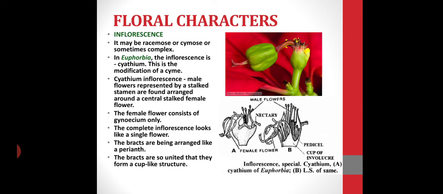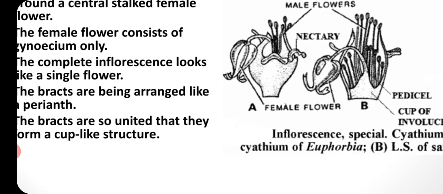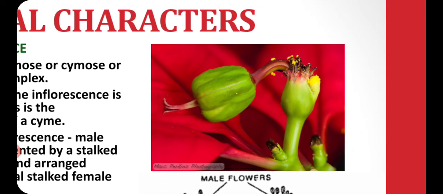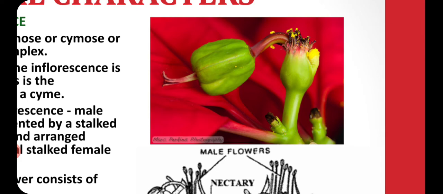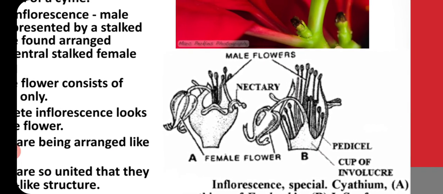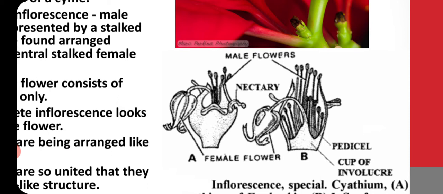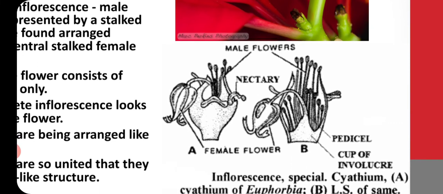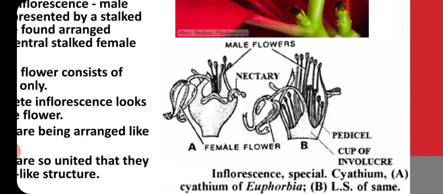That is, here we can see this is the cyathium inflorescence. The bracts are joined together to form a cup-like structure. This cup is produced as a result of fusion of bracts, and this cup is called involucre, okay. And suppose we take a cross-section there, we can see a single female flower and many male flowers. But these male flowers are actually represented by anthers. When we closely watch the anthers, we can see a petiole-like portion. That's why the anther is considered as a male flower. Okay.